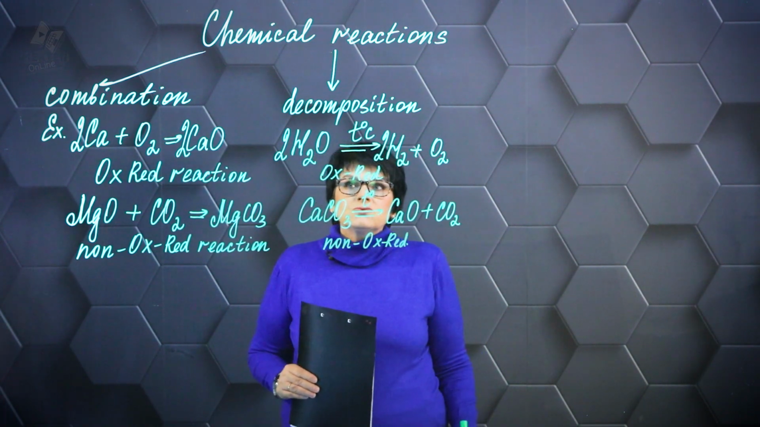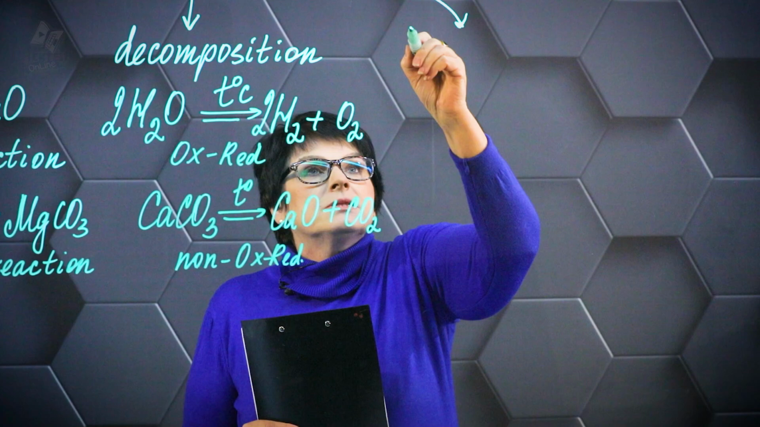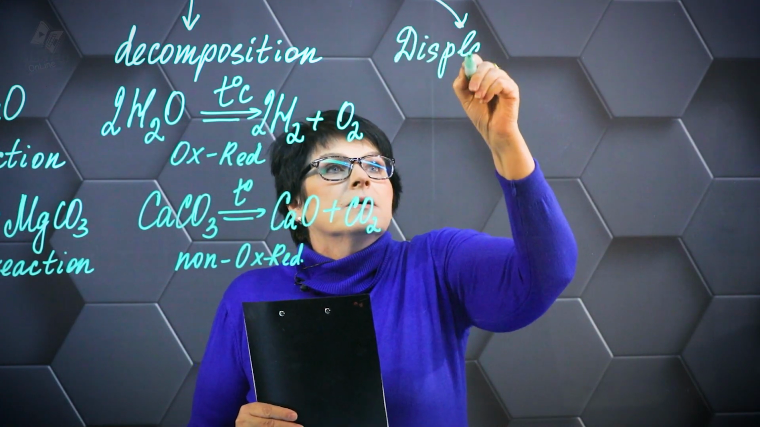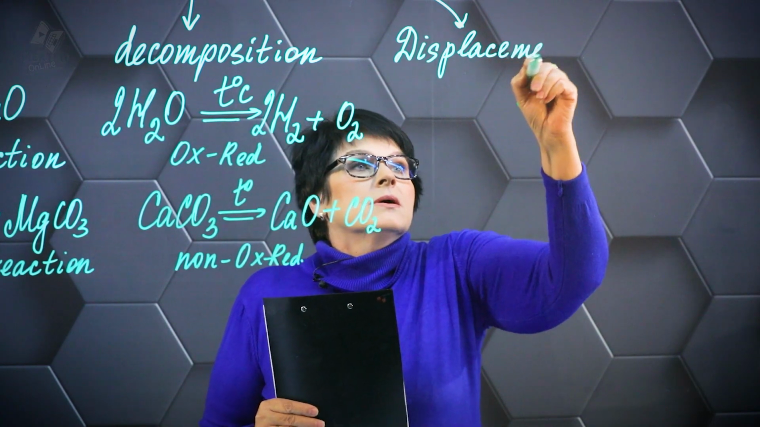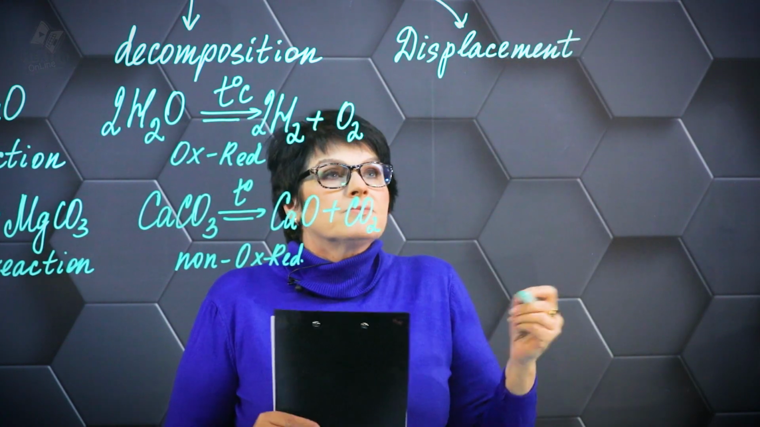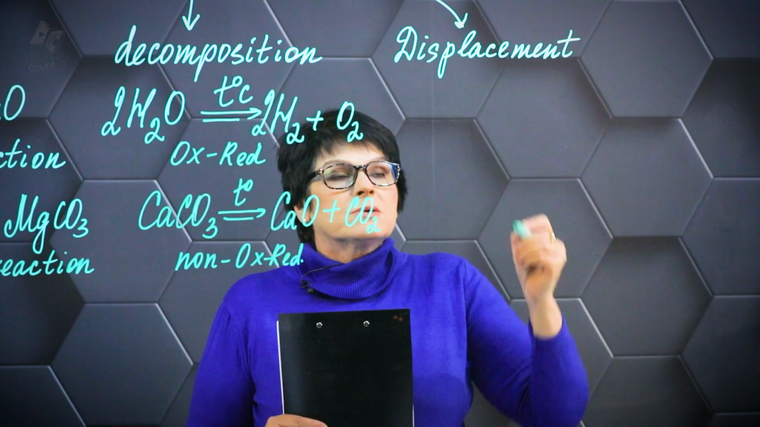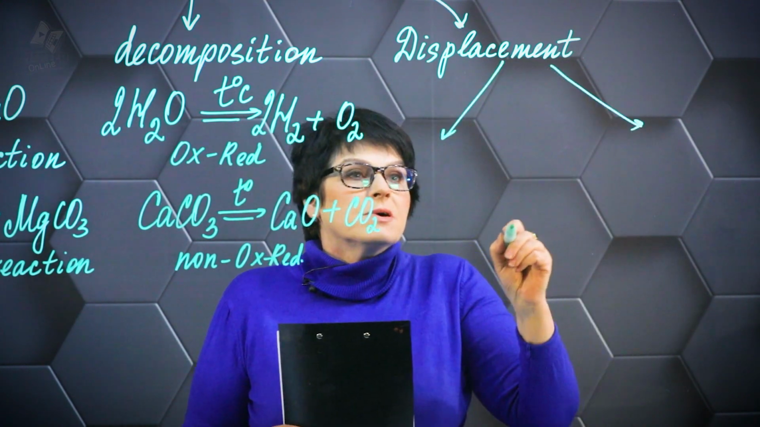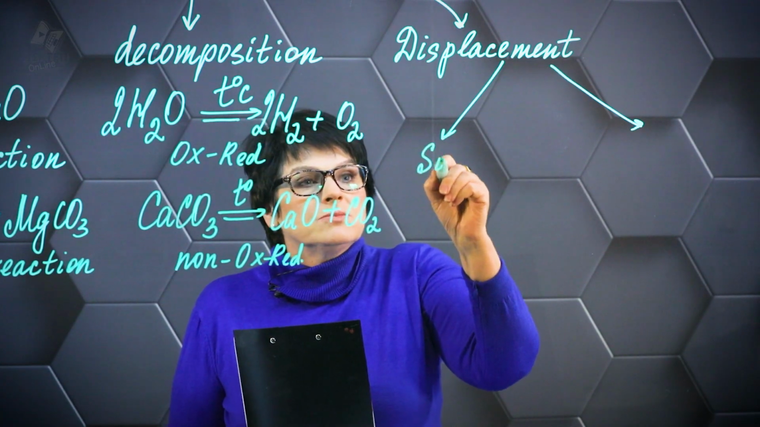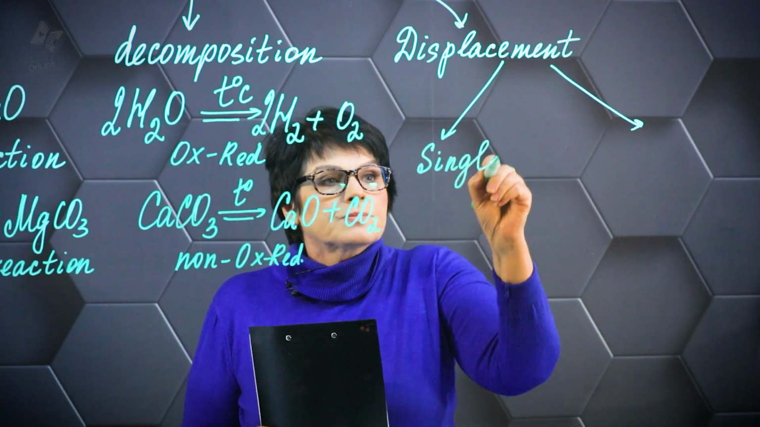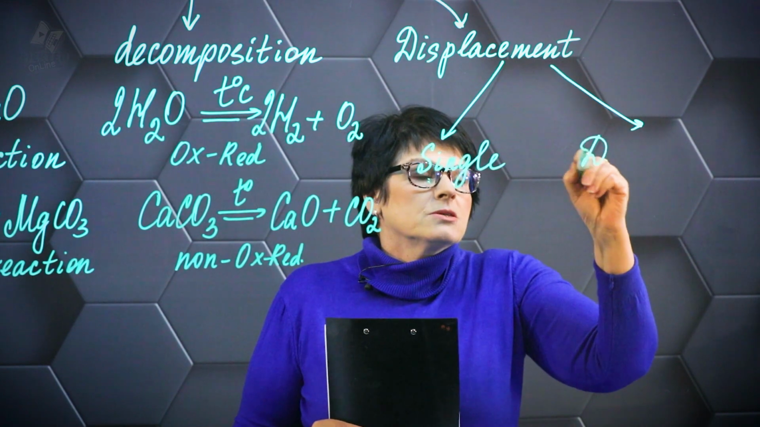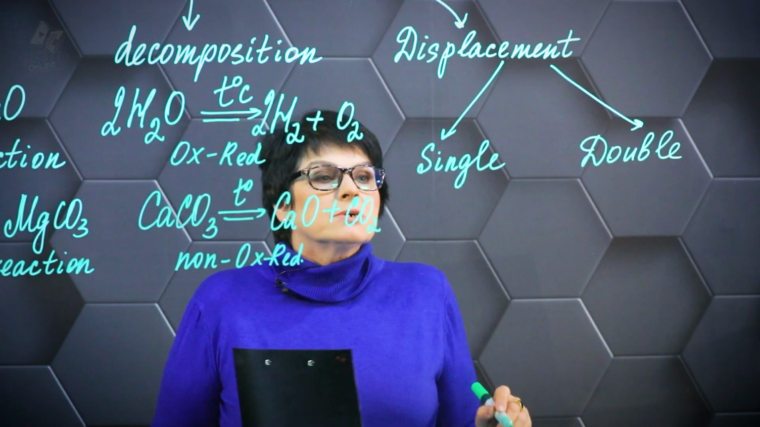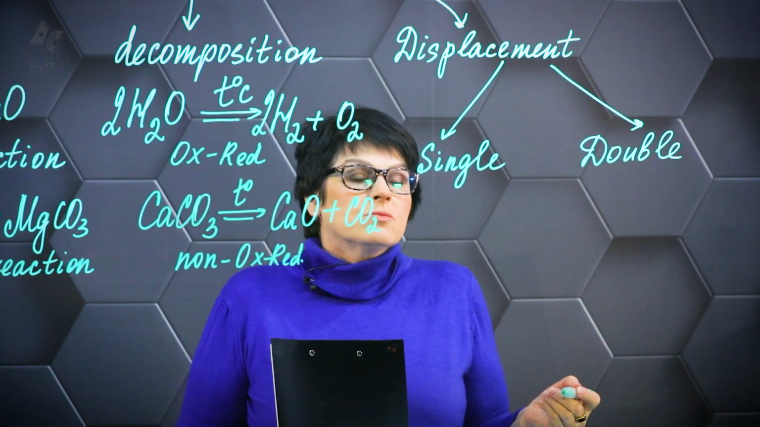So now the next point, the third kind of reaction is substitution reactions. These reactions are called substitution reactions, but substitution itself is divided into 2 types. It can be simple substitution and double substitution. We'll show the substitution inside, which will be simple substitution.